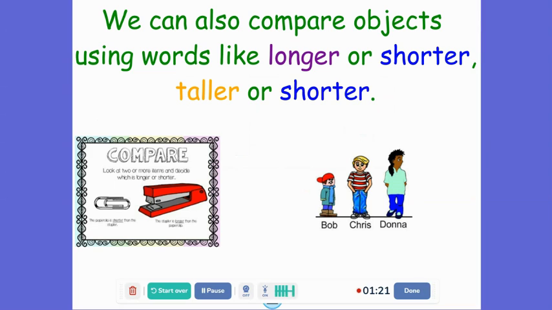We also discussed how we can compare objects using words like longer, shorter, taller, or shorter. So when we're comparing the length of something, we can say the paperclip is shorter than the stapler, or the stapler is longer than the paperclip. And when we're comparing our height, we can say that Bob is shorter than Chris and Donna, or we can say that Donna is taller than Bob, or Chris is taller than Bob but shorter than Donna.